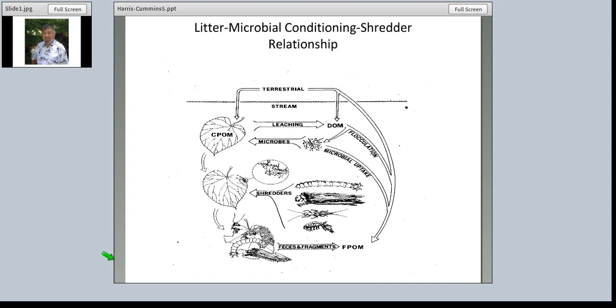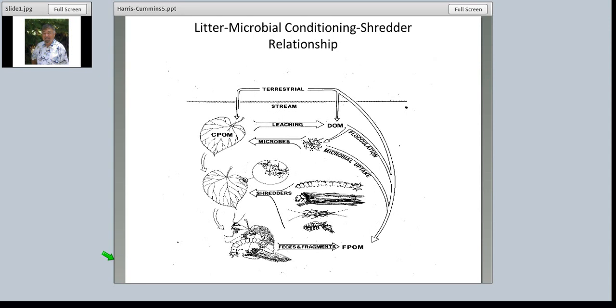Okay, so here's the diagram that summarizes that. The leaf from the riparian enters the stream. It loses a lot of dissolved organic matter, 30 to 40% in 48 hours, pretty much independent of temperature. So that's the tea bag effect. You put a tea leaf in a cup of cold water, and of course it leaches. The same thing happens to the leaves.